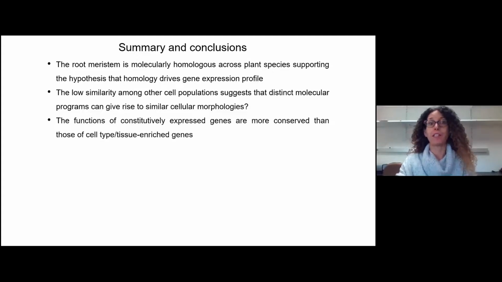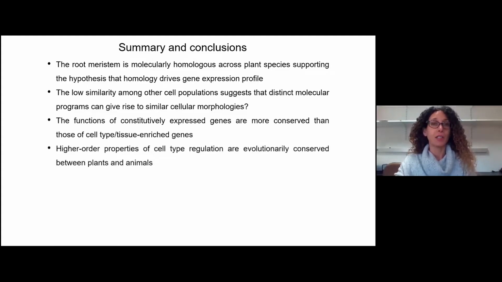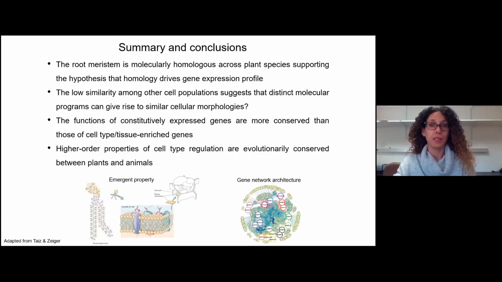Next, the functions of constitutively expressed genes are more conserved than those of cell type or tissue-enriched genes, and as found in animals, they are enriched in housekeeping functions. And finally, the higher order properties of cell regulation, such as emergent properties of gene network architecture, are evolutionarily conserved between plants and animals. The term emergent property refers to the new function that arises when individual entities interact.